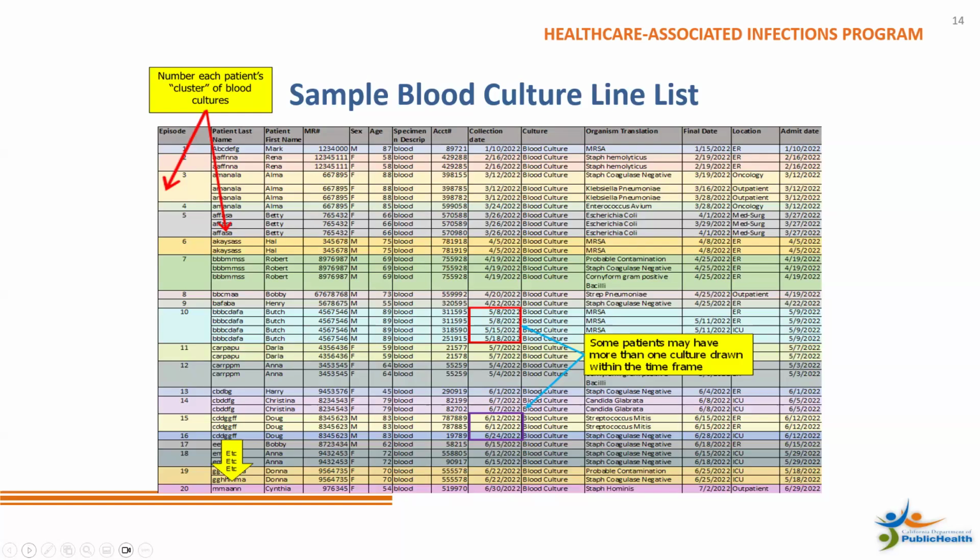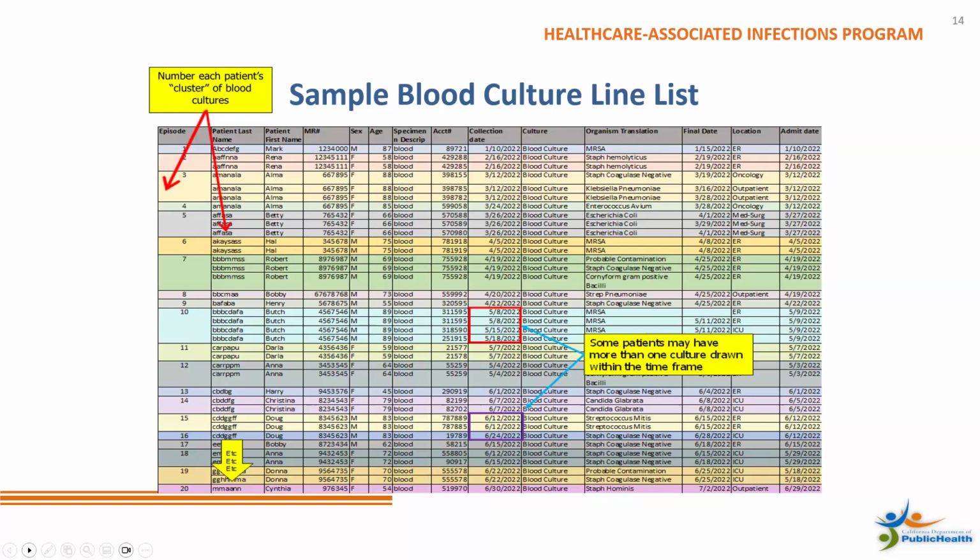So then if you're looking at the sample blood culture line list, you can see that you number the episodes for each person that has a positive blood culture. Most facilities will have about 200 positive blood cultures. So from that list of 200, we ask that you randomly select 20 events. And then you can see that sometimes the same patient will have two separate positive blood cultures within the time frame that were drawn at different dates.